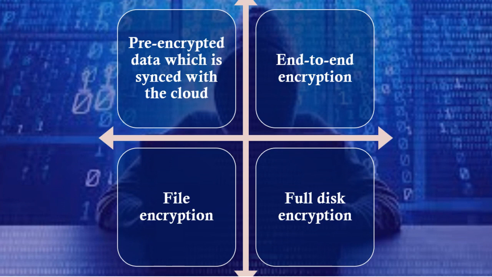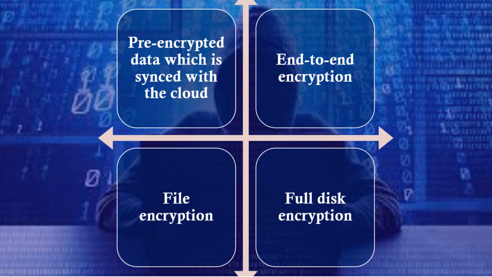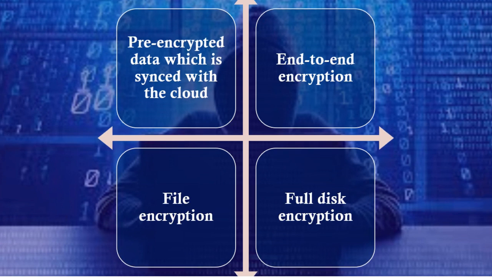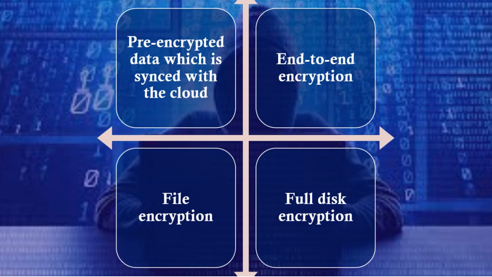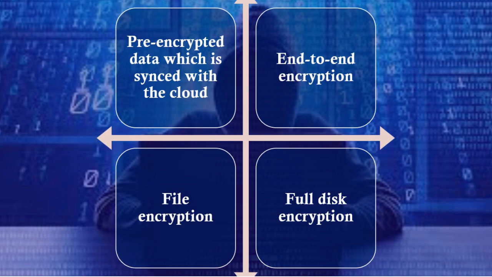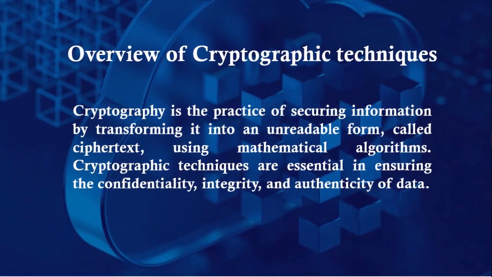Fourth one is full disk encryption. When any files are saved on an external drive, they will be automatically encrypted. This is the key method to secure hard drives on computers. As we are now familiar with the working of cloud cryptography, let's move further and understand the various cryptographic techniques.